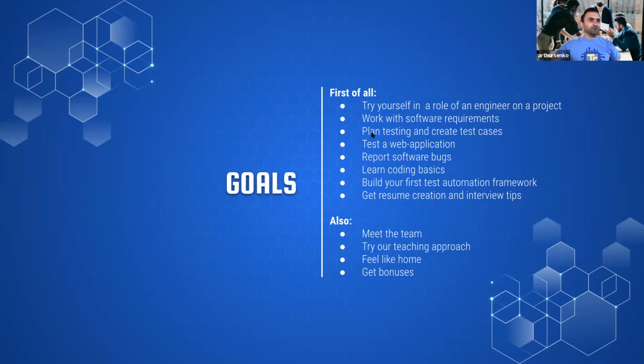So let me go through this list of course. First of all, this course is just trying yourself in the role of an engineer on a project, because we will be doing a small project you will be working on as an engineer. On the QA side, we will be working with software requirements. We will be planning our testing, writing test cases. After we're done with that, we will be testing a web application and reporting bugs. On the coding side, you will have several coding basics lessons. Once you're ready with manual QA and with coding, we will go to test automation and create your first test automation framework. As well, we will have a lesson for interview and resume creation tips.